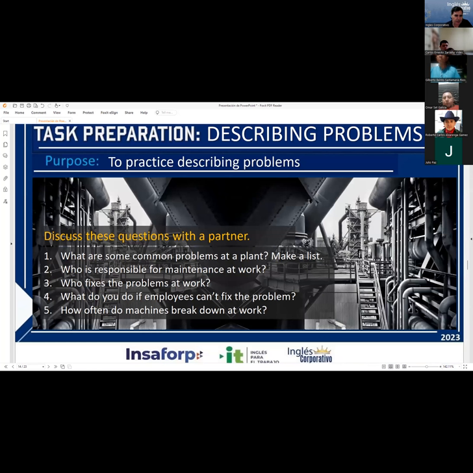Discuss these questions. This is a plant, maybe a refinery. So you say, what are some common problems at a plant? Make a list. Who's responsible for maintenance at work? Who fixes the problems at work? What do you do if employees can't fix the problem? How often do machines break down at work?